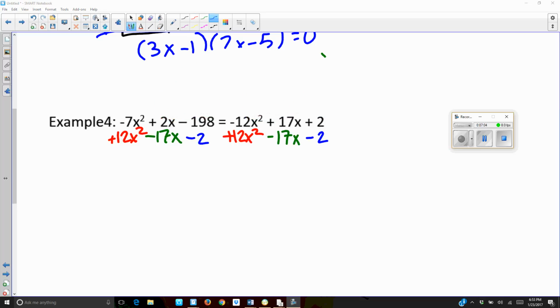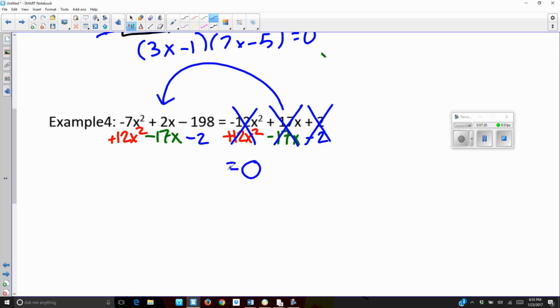So I chose to move everything from the right side to the left side in this problem. So that means I'm going to add 12x squared to both sides. I'm going to subtract 17x from both sides. And I'm going to subtract 2 from both sides. That zeroes out the right side.